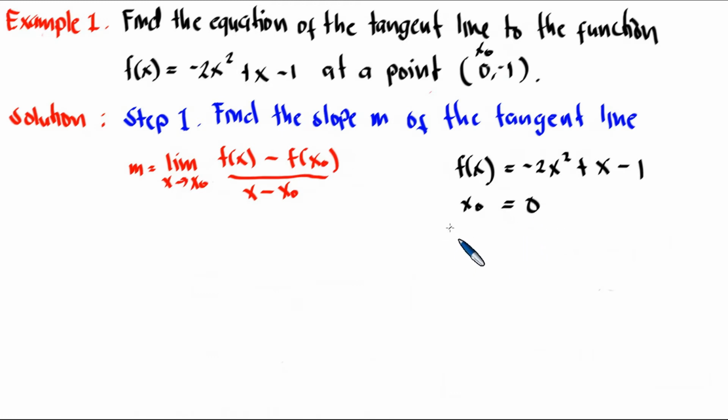Then f of x sub 0 is just the value of y in the given point. And from this given point, y sub 0 is equal to negative 1. So using this given information, all we need to do is plug these values into our formula to solve for the slope, or to solve for m.